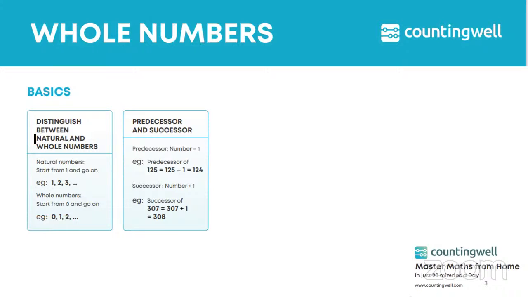Now, to distinguish between natural numbers and whole numbers, we should know what are natural numbers and what are whole numbers. So, natural numbers start from 1 and go on, whereas if we add a number 0 to it, we'll get whole numbers. So we have natural numbers 1, 2, 3 and whole numbers starting from 0. So we have 0, 1, 2 and so on.